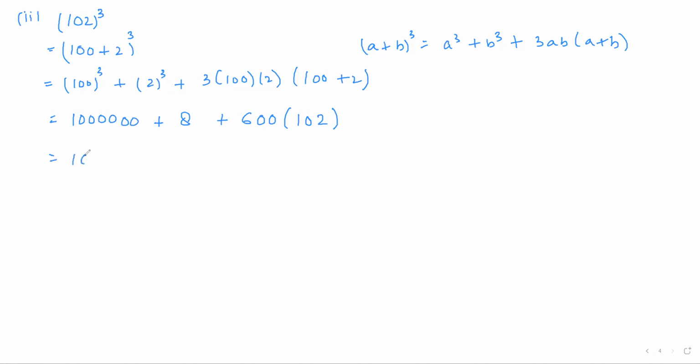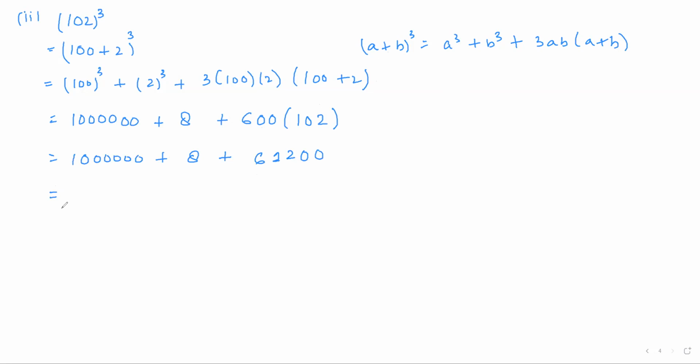Now this 1, 2, 3, 4, 5, 6 and then plus 8. So you put 0, 0 and multiply by 6. 6 into 2 is 12. Carry 1. 6, 6, 1, 2, 0, 0. Right?